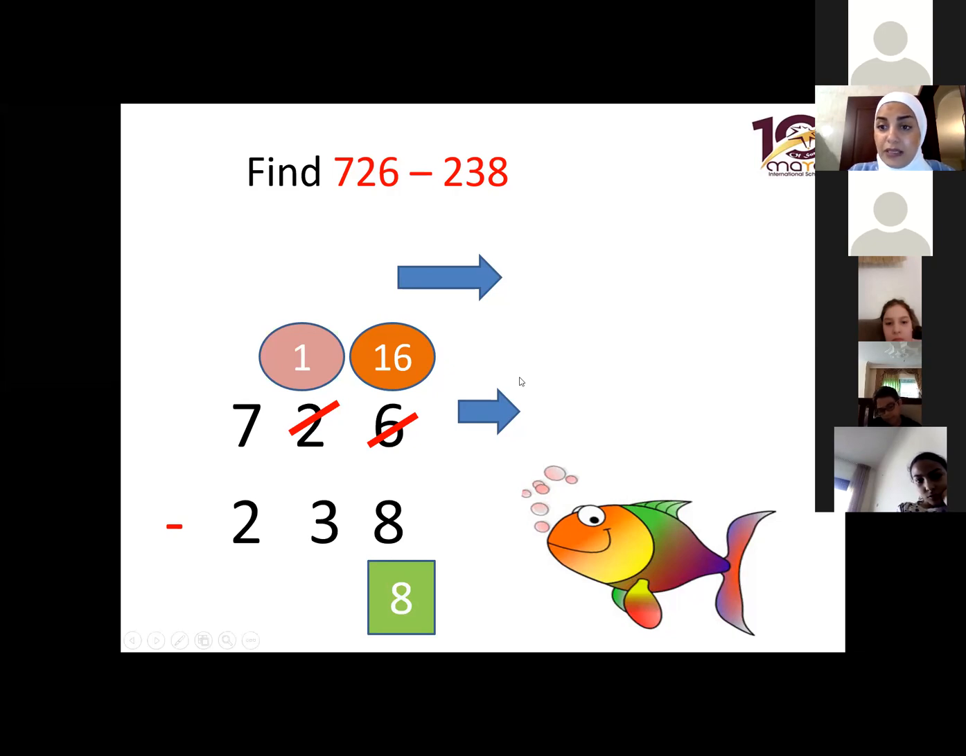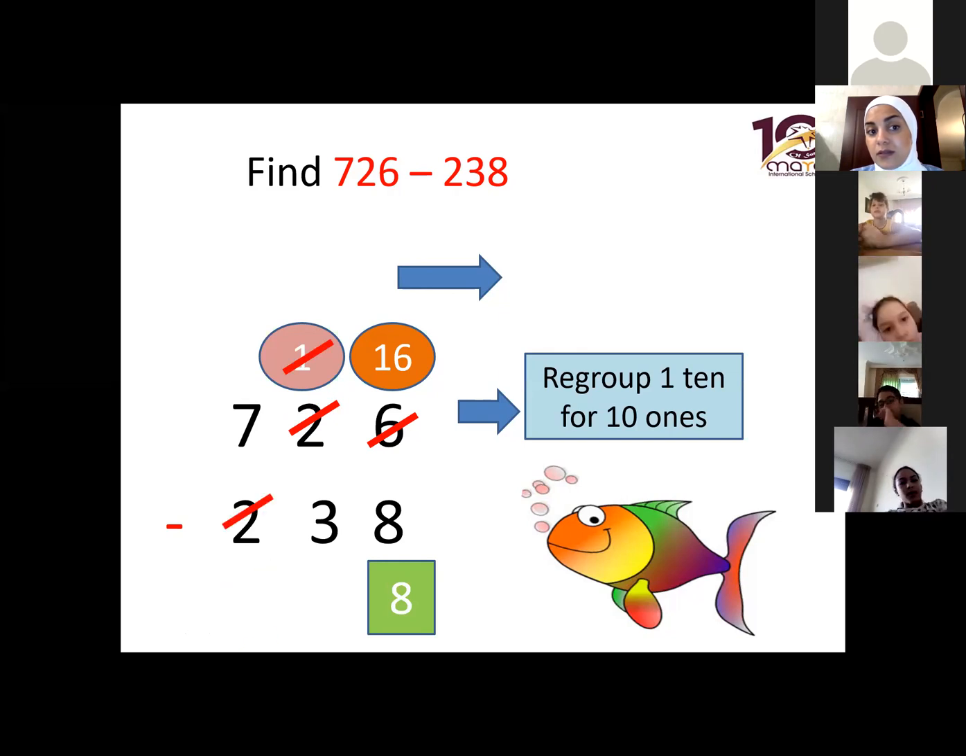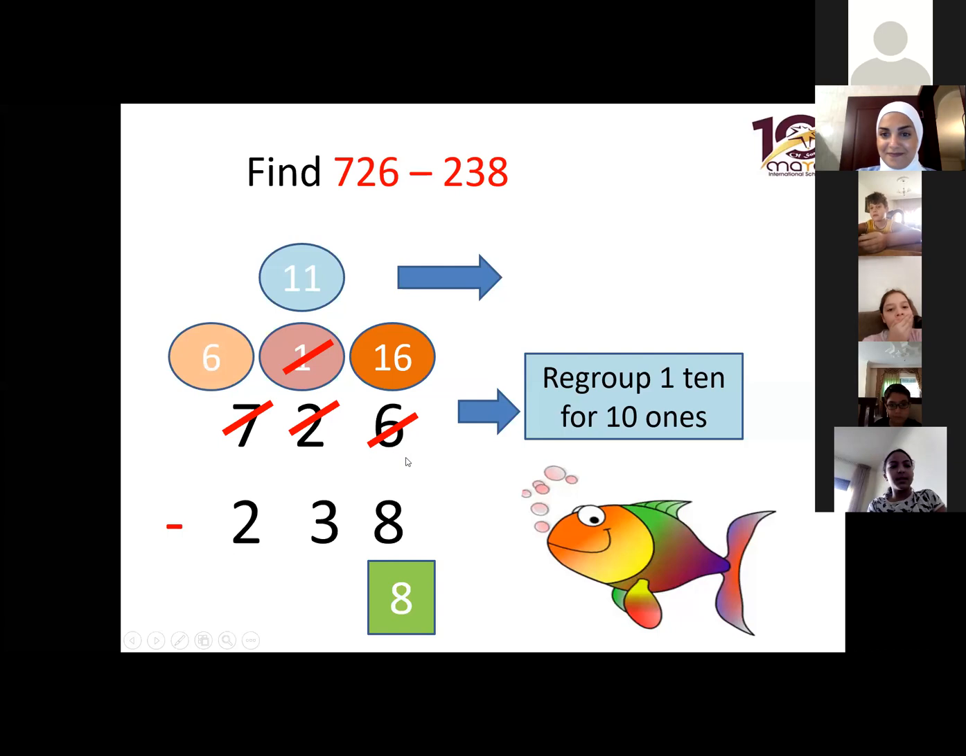Can you help me, Layan? Yes. What do I do? We take 10 from the 7. 1 ten from the 7. Thank you very much. So 1 becomes 11, and 7 becomes 6.